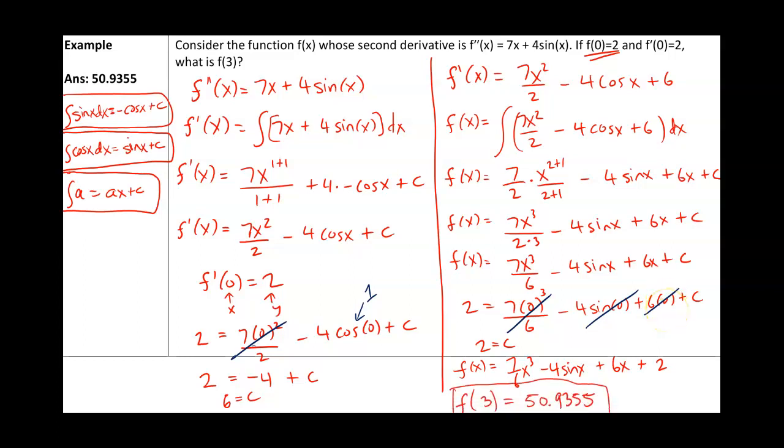And then finally, we want to know what is f of 3, so you replace the x value with 3, and you get 50.9355.